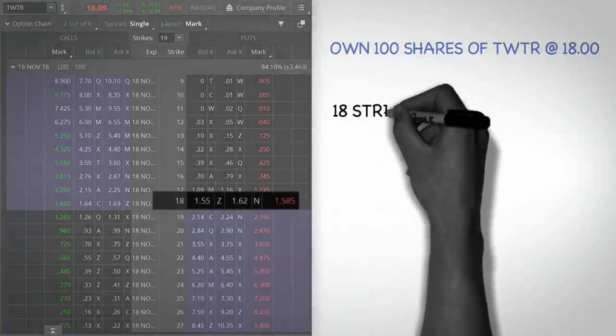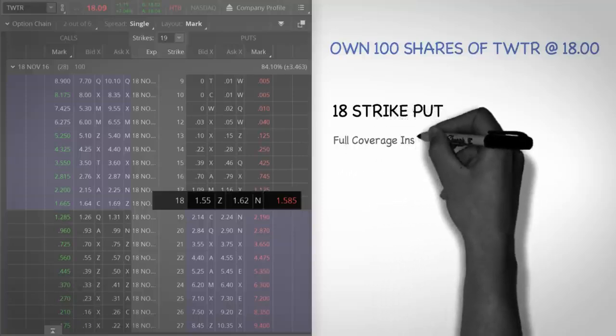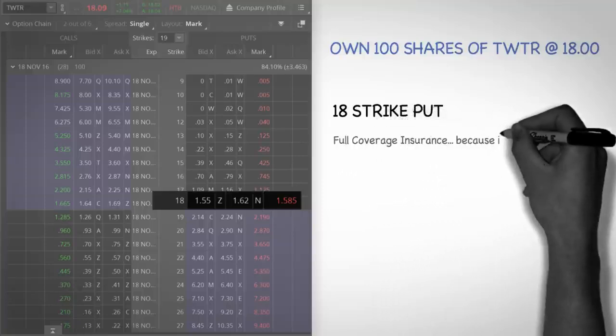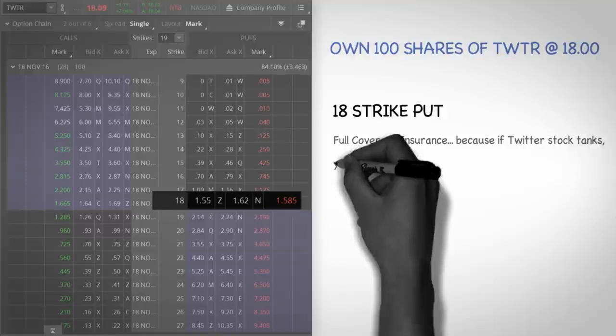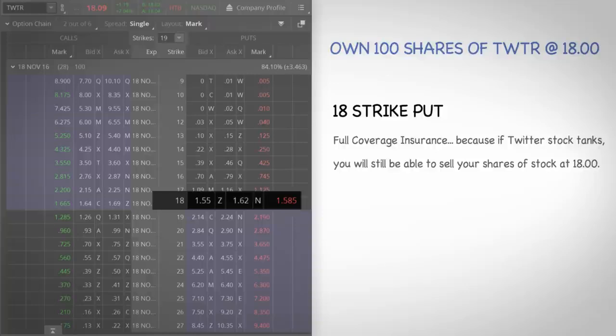You could buy the 18 strike put option, and that would be like buying full coverage insurance, right? If for some crazy reason Twitter tanks, then your put option would allow you to sell your shares of stock at $18 per share right where you bought it, even though the current market price is much lower than that.